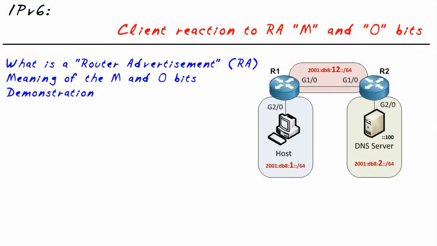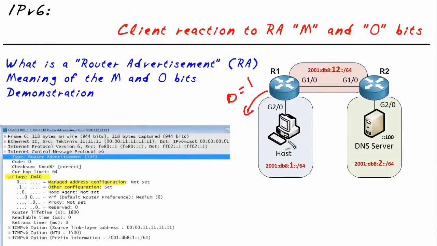So here's what should happen. The router advertisement should have the O bit set to a 1, which should cause a client to say, oh, I need to go ahead and do stateless automatic address configuration on my own, but then make a DHCP request for any options, such as the DNS server.